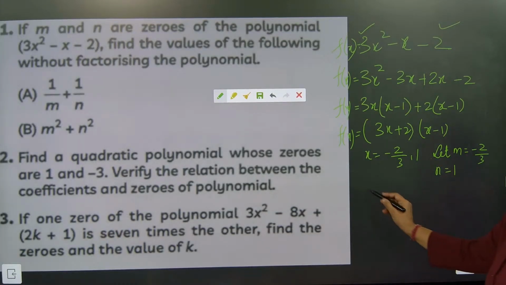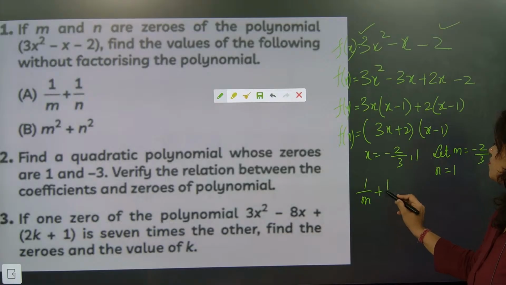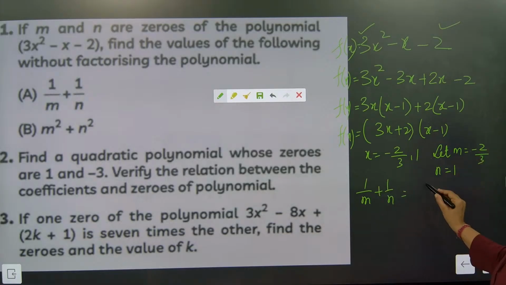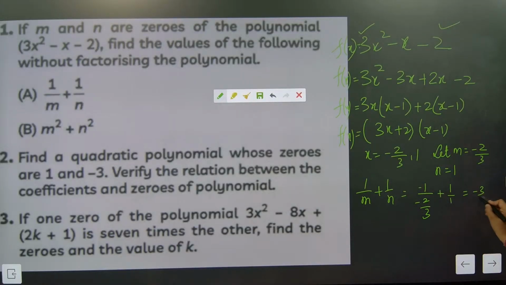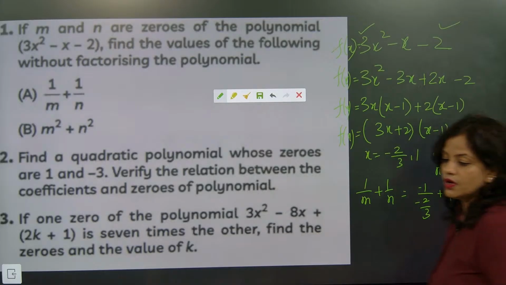Now beta, what did they tell? 1 by m plus 1 by n. So directly the m value can be substituted as minus 2 by 3, and the n value is coming as 1 by 1. So look here, 3 will go up now. So what will it become? Minus 3 by 2 plus 1. Now take LCM. Minus 3 plus 2 by 2. Minus 1 by 2. Everybody got it?